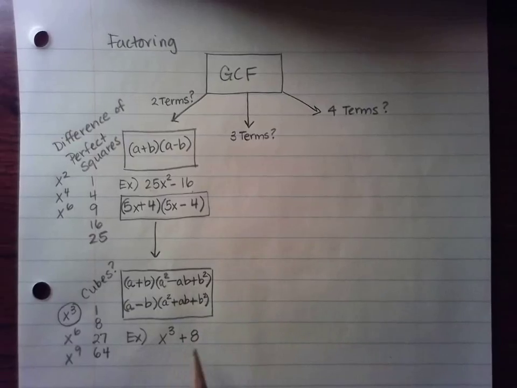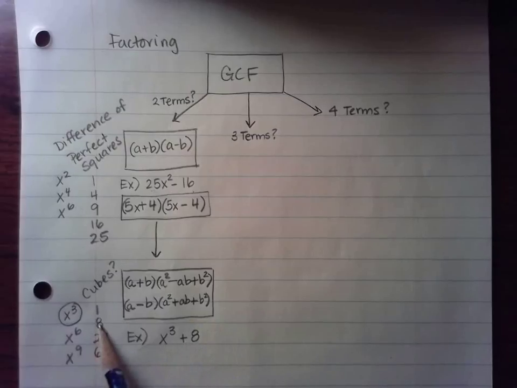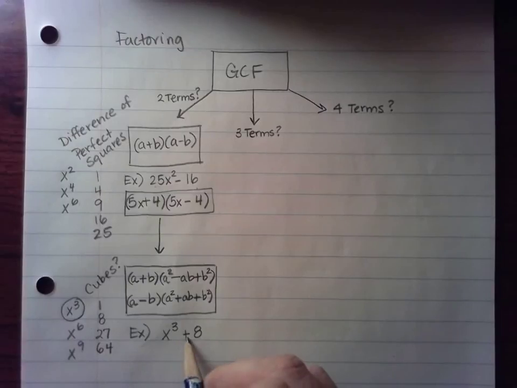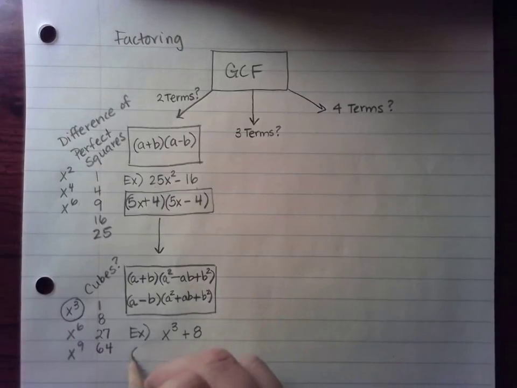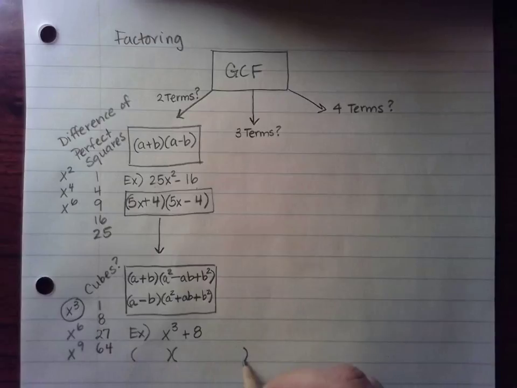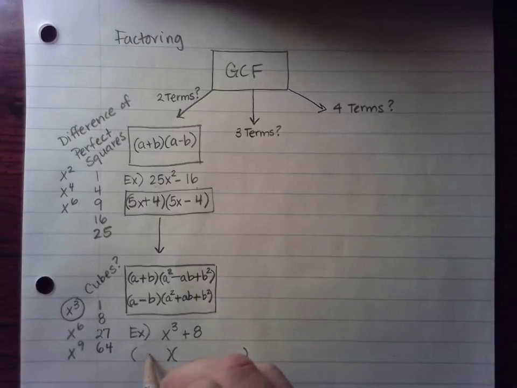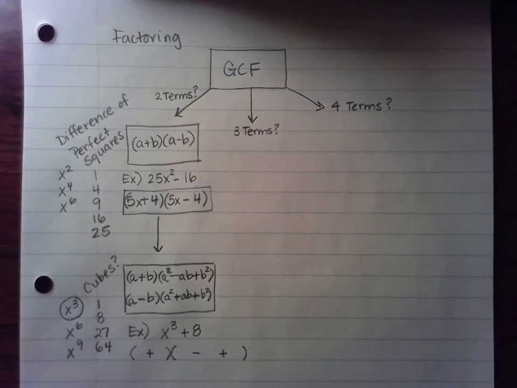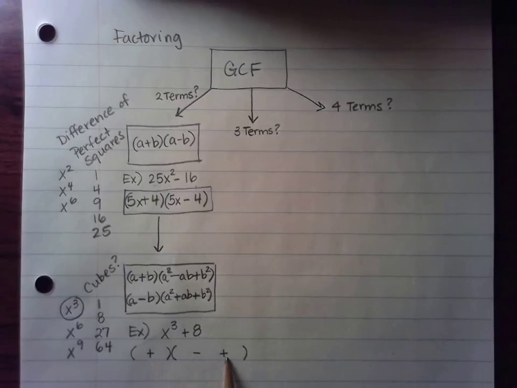So you check for a GCF. I do not have a GCF. X cubed is not a perfect square, and neither is 8. So I'm going to check for cubes. 8 is a perfect cube, and so is x cubed. Since this is plus, this is a sum of 2 cubes, you're going to make little parentheses and big parentheses, and the signs are going to go plus, minus, plus. If you can remember the signs, that's going to help you a lot on a multiple choice test because you can eliminate all the answers that don't go with this pattern.